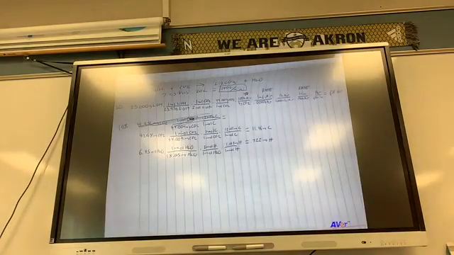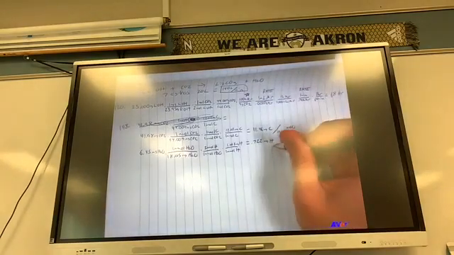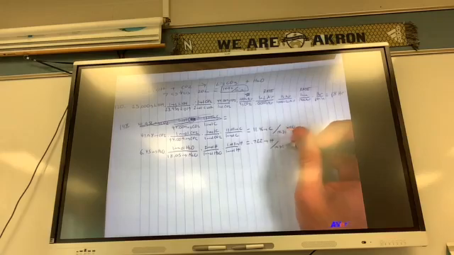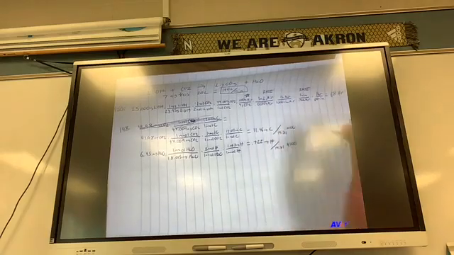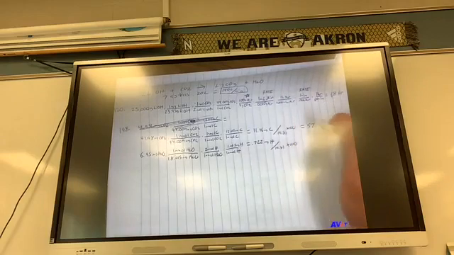Divide those by the total. On 148, the total is 41.98. Wait, hold on. No, it's 19.81. So make sure you're dividing by the right thing, because it says there's 19.81 milligrams of terephthalic acid. So I'm going to divide this by 19.81 times 100. You end up getting 57. We're doing 2 after the decimal for these, right?